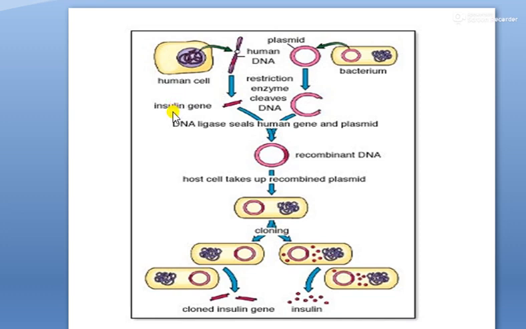After that, we insert the insulin gene into the vector, and with the help of DNA ligase we seal the human gene and plasmid, and it forms the recombinant DNA. This recombinant DNA enters into the host cells, and host cells clone the daughter cells, which are cultured in fermenters. After culturing, we extract the desired insulin for further use.